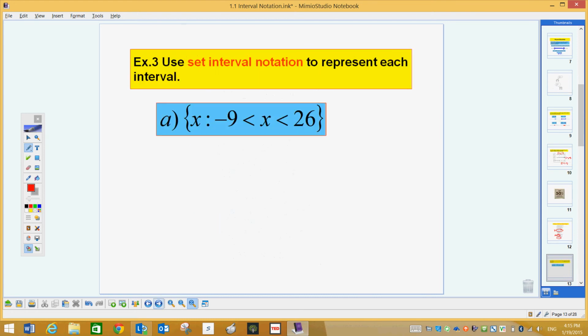All right, now we want to use interval set notation to represent each of the following. And again, I'm using set interval notation just because our textbook asks for it. So for this particular answer, our solution would be x such that x is an element of, and then we'll use our interval notation. It would be round bracket -9 to 26 with another round bracket, and our parentheses at the end of that.